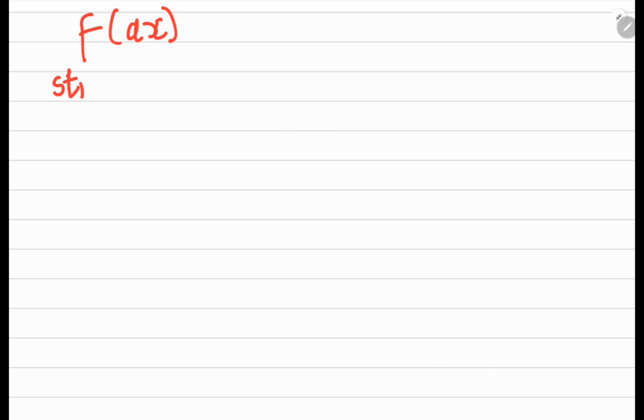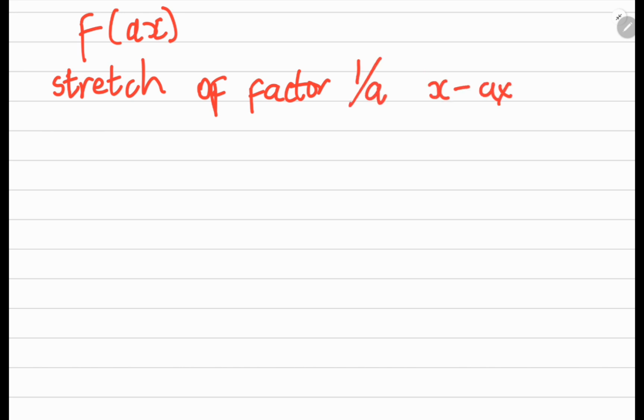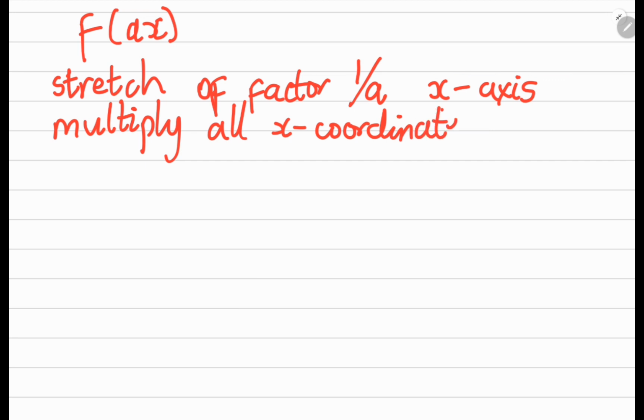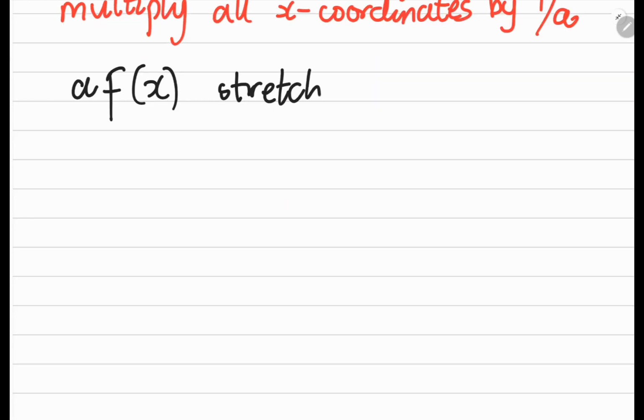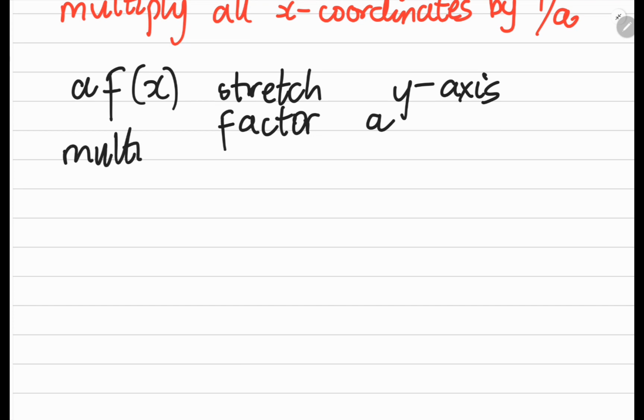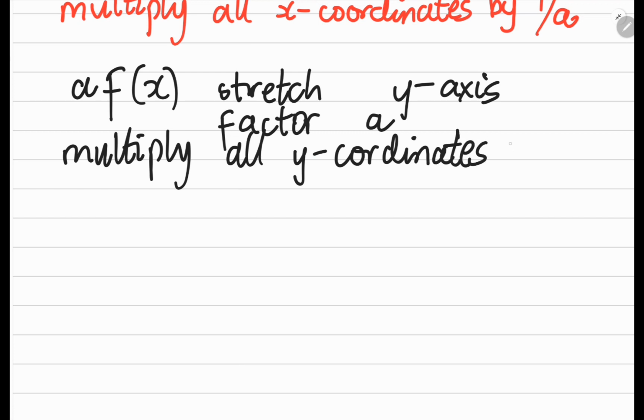F of ax is the next transformation. That's a stretch, and its factor now is 1 over a. In the x-axis, you are dividing all x coordinates by a, or you are just multiplying by 1 over a. So that's a stretch with the x-axis invariant. A f of x is the next transformation. That's another stretch, but this time it's with the y-axis invariant, and its factor is a. So you multiply all y coordinates by a to stretch your graph that much.